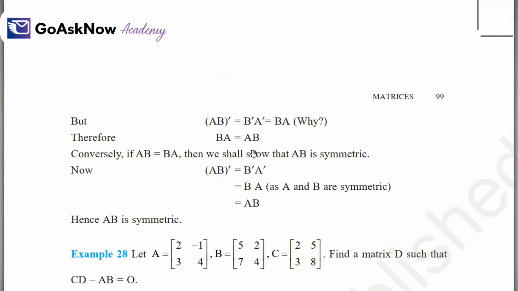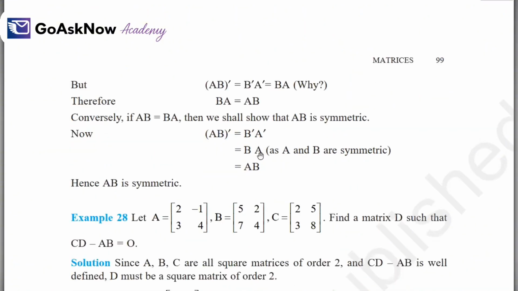Conversely, if AB is equal to BA, then we shall show that AB is symmetric. So we can show it in the converse way also. Now (AB) dash equals B dash A dash. Okay. That is equal to BA, as A and B are symmetric. That is equal to AB, hence AB is symmetric. So we have proved it in the other direction also. So it is proved that if they commute, then AB is symmetric, or if AB is symmetric, then they commute.